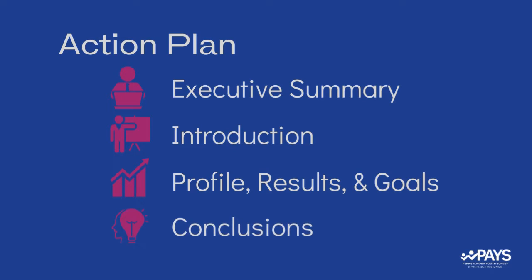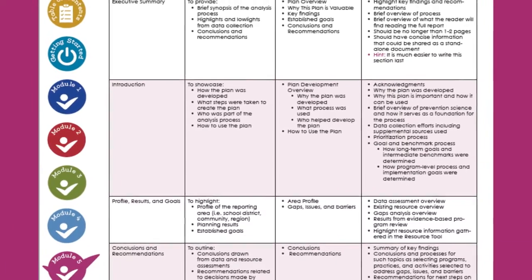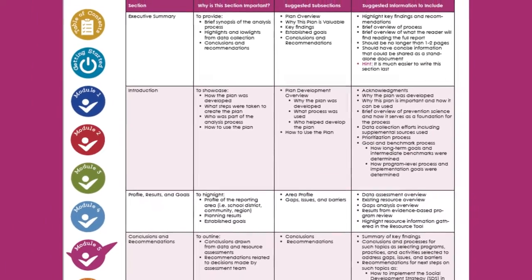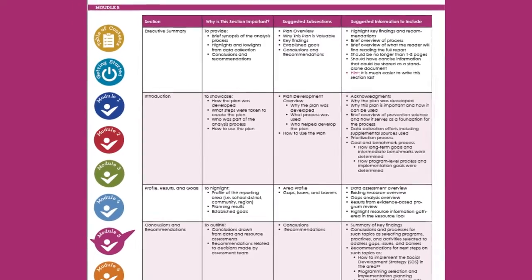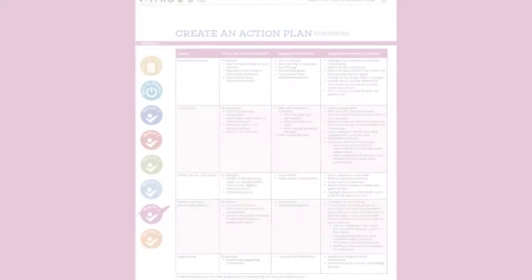In the conclusion and recommendation section of the action plan, you will draw conclusions for your audience about the data and the resource assessments. You can review your recommendations related to the decisions made by the assessment team. If you're looking for more detailed information on these 4 sections and information on how to develop appendices, check out the graph on page 57 of the PAYS guide.